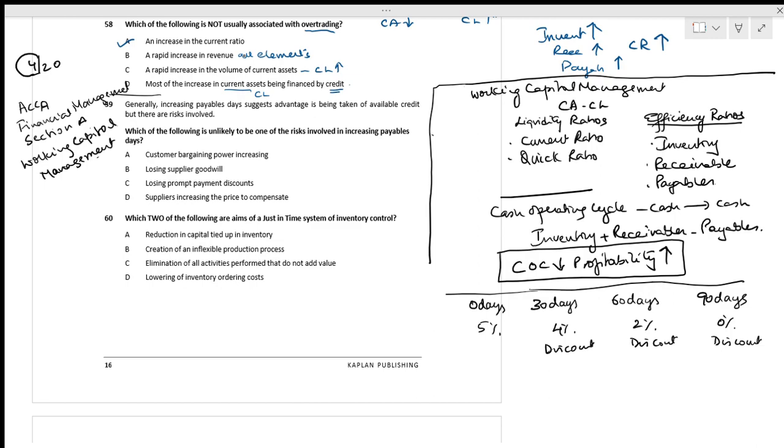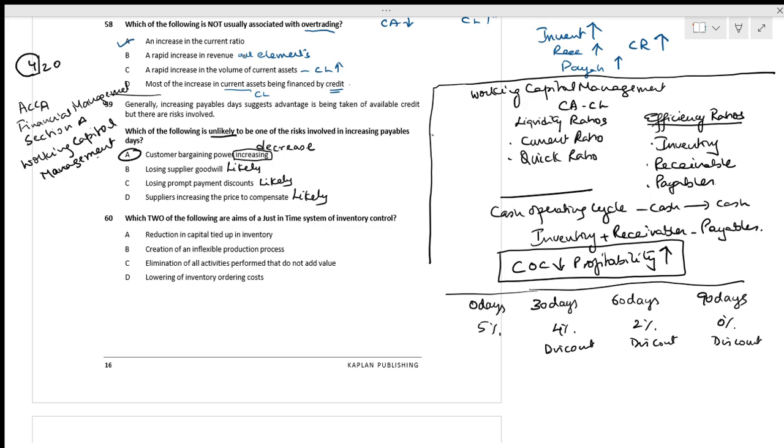What is the question? Which of the following is unlikely to be one of the risks? Now, when we are increasing the number of days, the discount level will be 0. When we are increasing the number of days, customers' bargaining power increases. No, when you are increasing the number of days, what will happen? The customers' bargaining power will decrease. Losing supplier goodwill, yes, it is likely. You will lose the goodwill. Increasing the number of days, you are losing prompt payment discounts also. It is also likely. Definitely, if I say that I will pay in 90 days, nobody will be willing to give me preference. The preference level will be less. The answer is A.